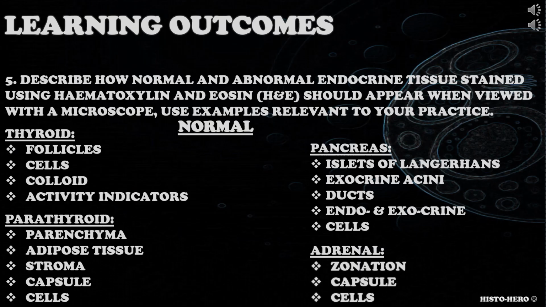Consider adrenal gland and the zonation, steroid-producing cortex, inner highly vascular medulla, capsule, cells of glomerulosa, fasciculata, and reticularis zone. Consider pancreas and islets of Langerhans for insulin and glucagon production, exocrine acini that secrete pancreatic juice, intercalated and interlobular ducts, types of cells like alpha, beta, or acinar cells.